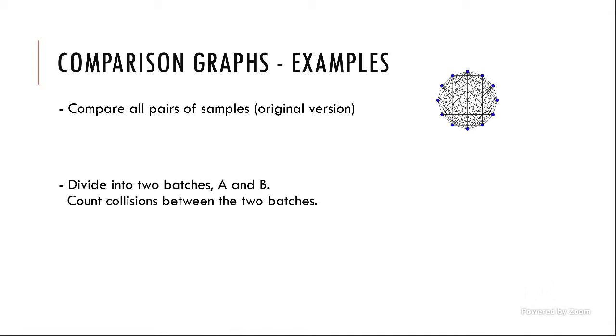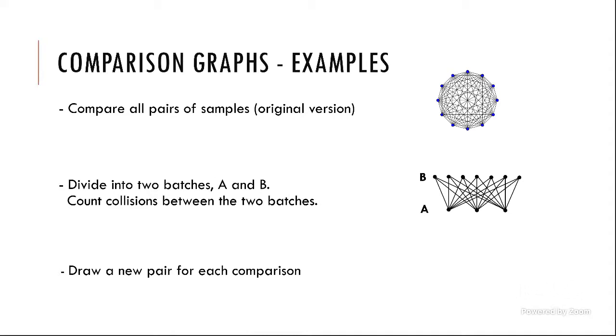Another possibility is to divide all our samples into two batches and count collisions only between the two different batches. This would actually be represented by a complete bipartite graph. Another possibility is to ditch the entire dependencies that this clique creates, and to draw a completely new pair for each comparison that we make. And this would be like a perfect matching. Okay, so I hope this gives you some notion of the duality between a comparison graph and the collision-based tester that it induces. So here's our first structural result.